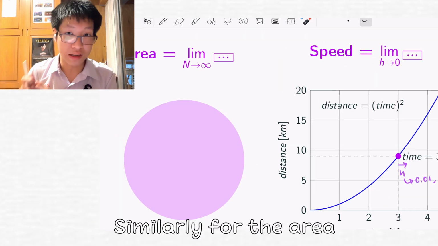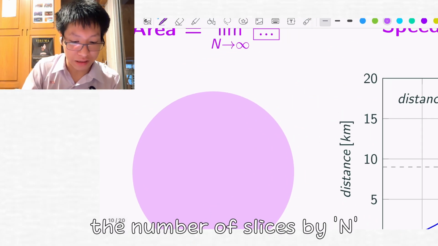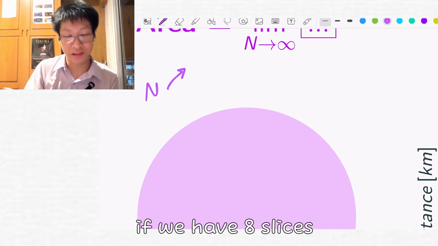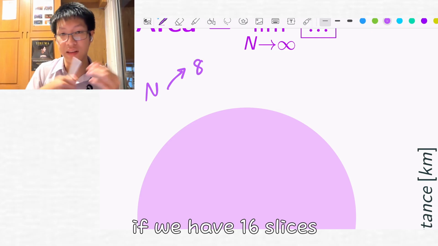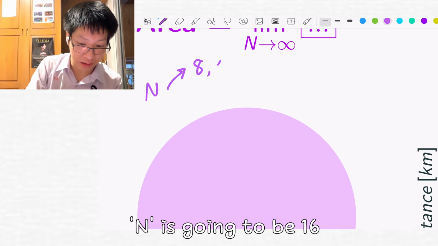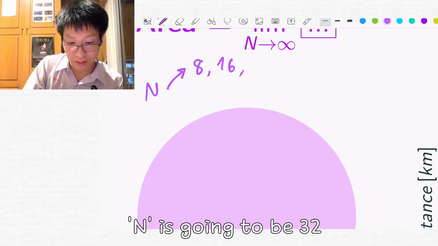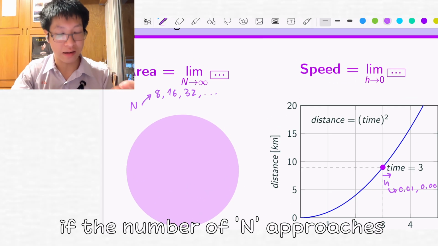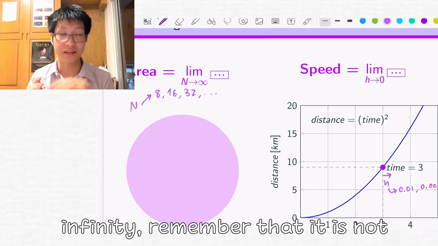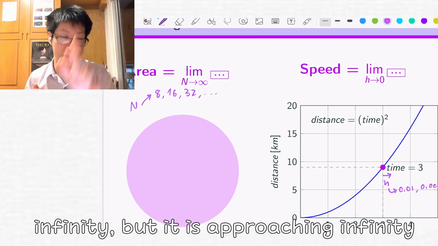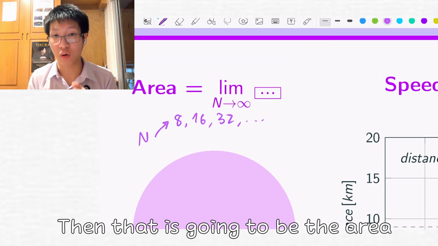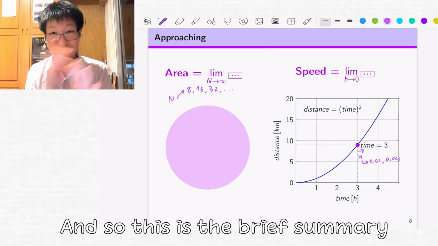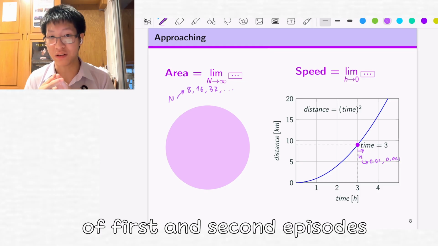Similarly for the areas, for example, if you have the number of slices be n, n can be any number. For example, if you have 8 slices, n is going to be 8. If you have 16 slices, n is going to be 16. And if you have 32 slices, n is going to be 32, and so on. So what we are saying is that if n approaches infinity, remember that it's not infinity, but it's approaching infinity, then that is going to be the area of the circle. And so this is the brief summary of the first and second episodes of this series.